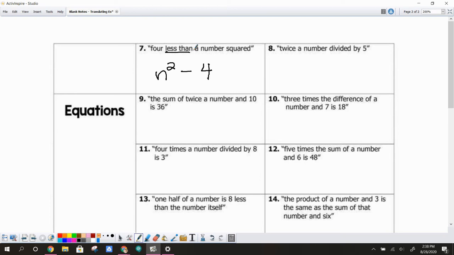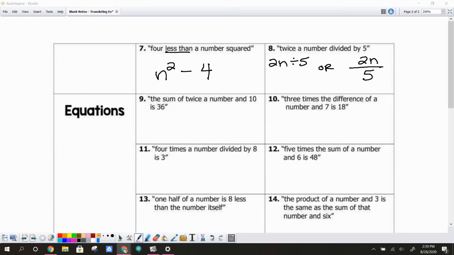So then for number 8, it says twice a number divided by 5. So I have twice a number, which would be 2n, and then we're dividing that by 5. Or you can do 2n over 5 like this.